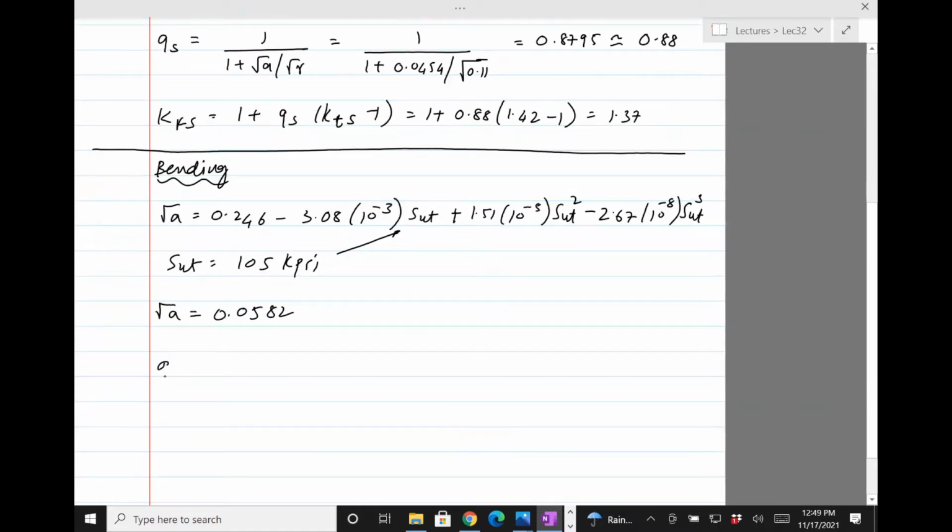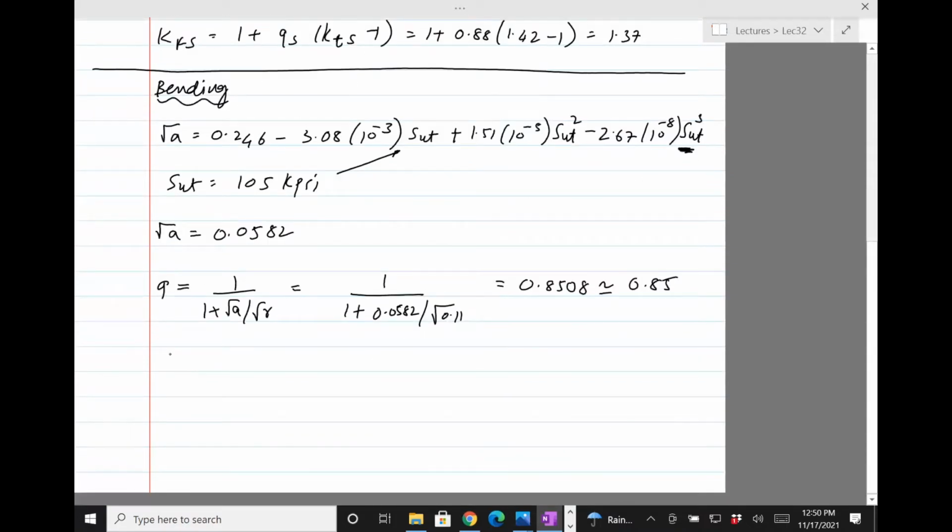And then the formula for, yeah, it is 8. You're also cubing, taking the cube of SUT, so it'll all work out. Okay, so that is 1 plus square root of a divided by square root of r, which is 1 plus 0.0582 divided by 0.11 equals 0.8508. You can just round it to 0.85.